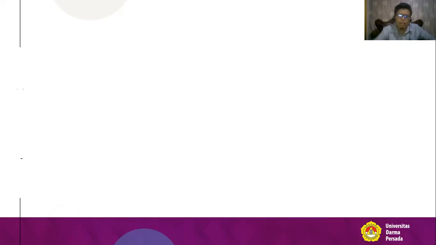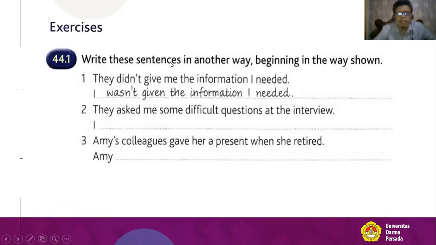Okay, that's it. Now we have an exercise. Write the sentences in another way, beginning in the way shown. They didn't give me the information I needed. So you start with I, and then wasn't given the information. I wasn't given the information I needed.